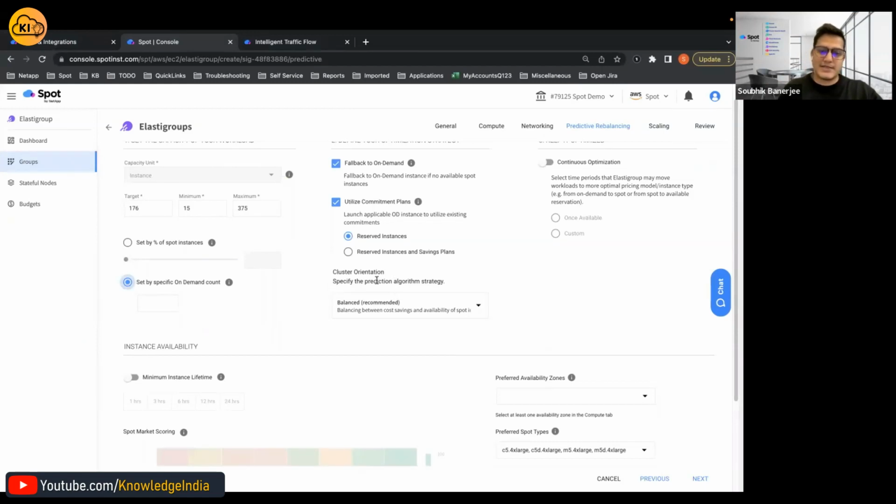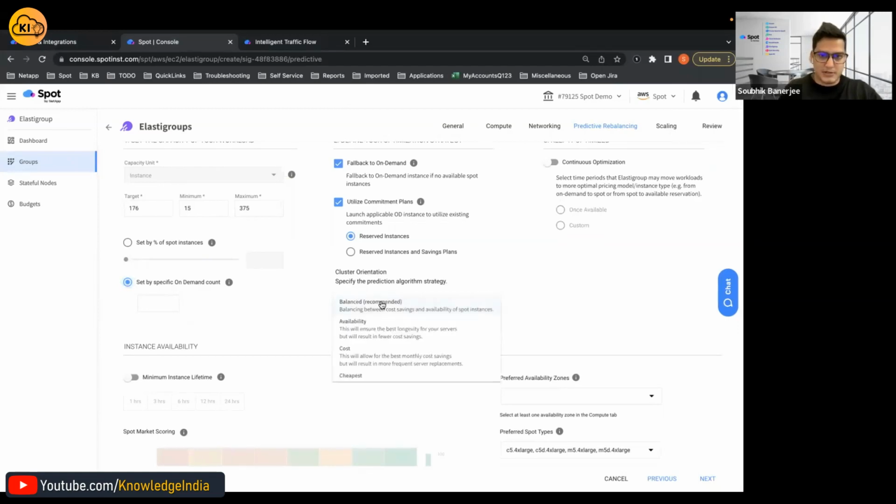And moving forward, there is something called cluster orientation, where you normally get 4 options, and balanced is the most recommended. This is basically the weightage to your availability and price. Balanced gives a balanced weightage to your cost and availability, whereas availability gives more weightage to your availability than cost. But it is always recommended to run balanced because this takes care of itself. In cases where you need more availability, you select availability.